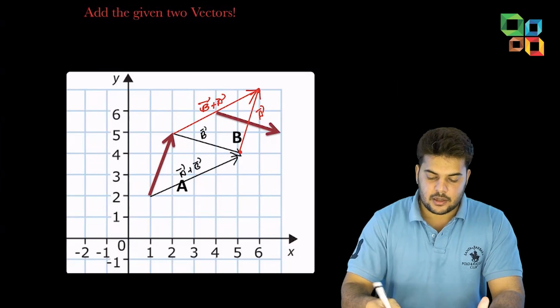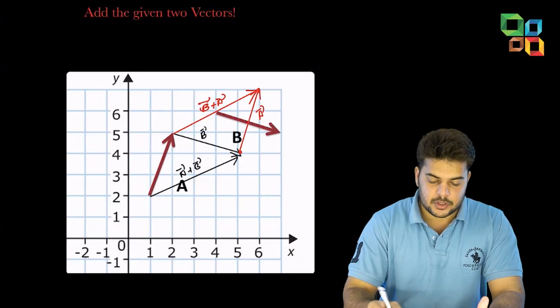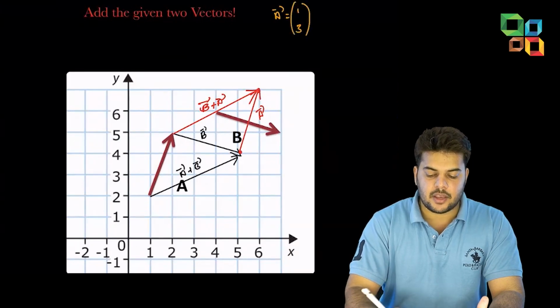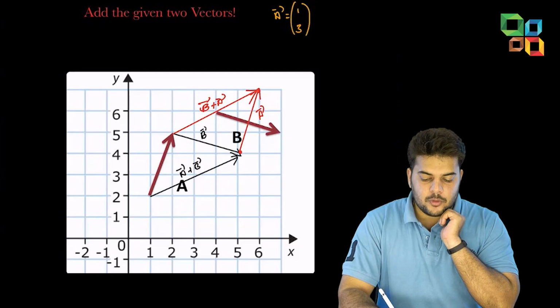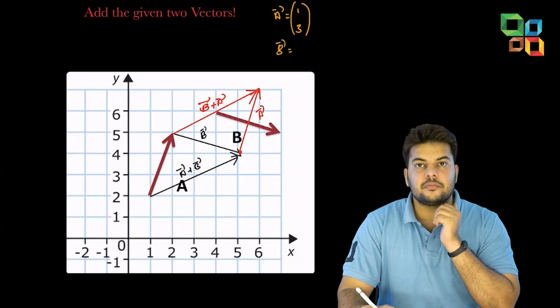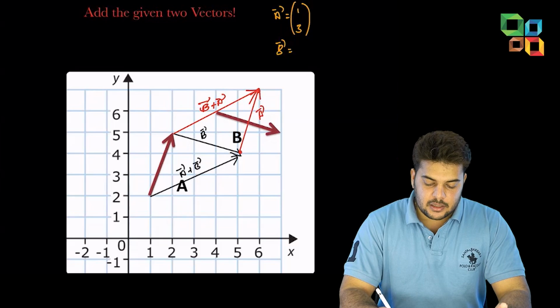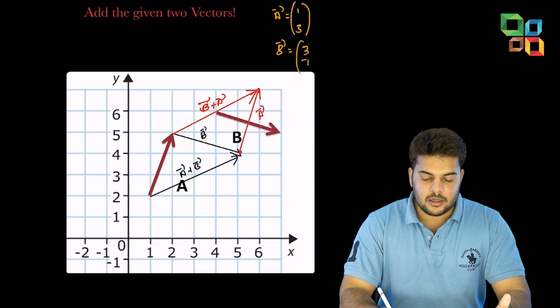Do you mean, one second? I don't understand your question actually. Do you mean A vector is 1, 3? This is the representation of A vector, correct? And what would be the representation of B vector? Yes, sir. Like how do we find out? Okay. So B vector is 3, negative 1, correct?